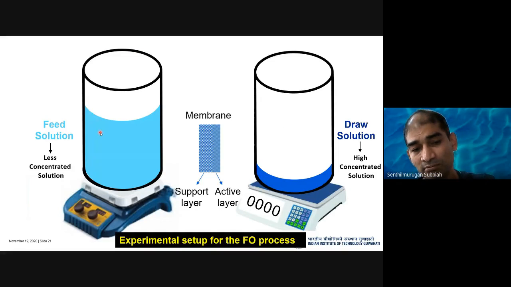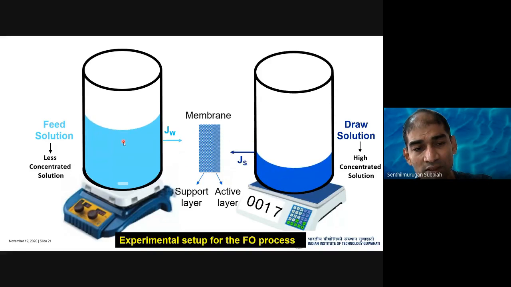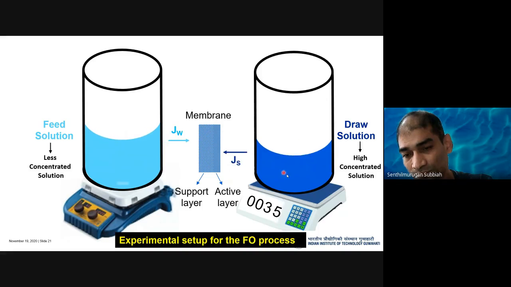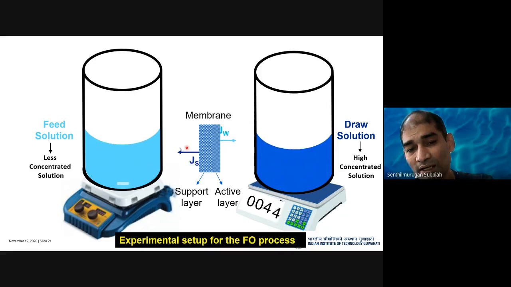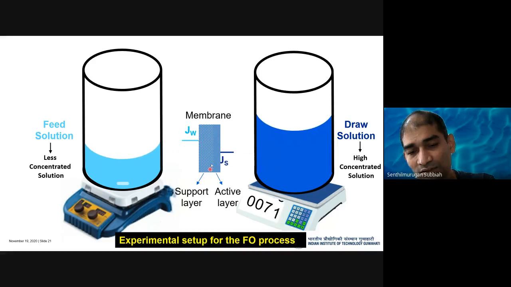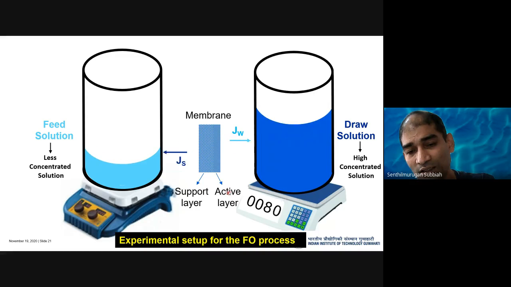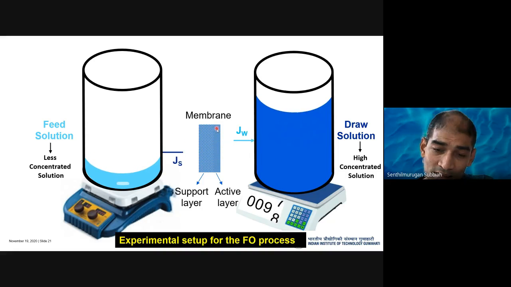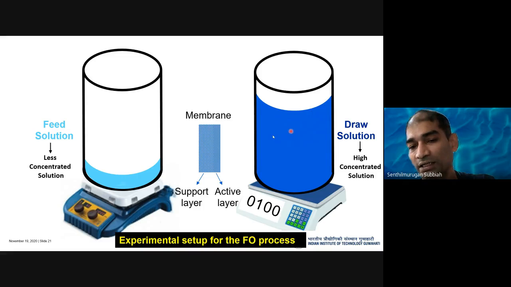So this is the process. We need to do an experiment, where the water from the dilute solution will be removed and added into the concentrated solution. This will continue till the salt concentrations on both sides are equal. Now you see here there are two layers. One is a support layer, another one is the active layer. What you see here is the active layer facing the draw side. This is the active layer which is facing the draw solution side.